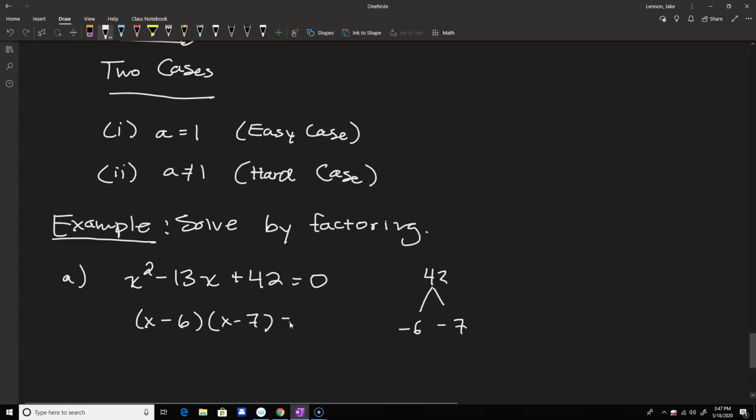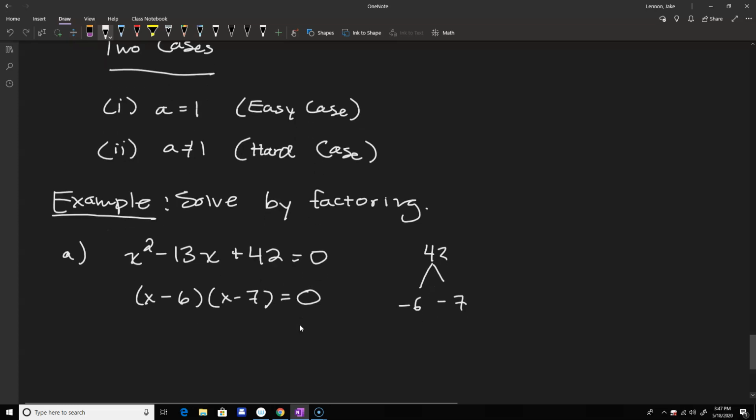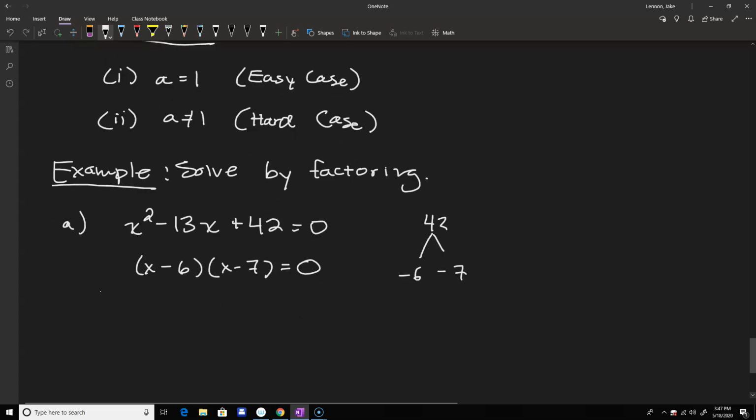And you can check by foiling that this is actually the same as the expression above, right? X times x would be x squared. Your outside factors would be minus 7x, and your inside factor would be minus 6x, so those together add to negative 13, and then when you multiply them, negative 6 times negative 7 is positive 42. So that's why that works. And if you're solving this equation, when you have two numbers that multiply to 0, one of them has to be 0. So either x minus 6 is 0 or x minus 7 is 0. So we have x equals 6 or x equals 7. And those would be your two answers to that equation.